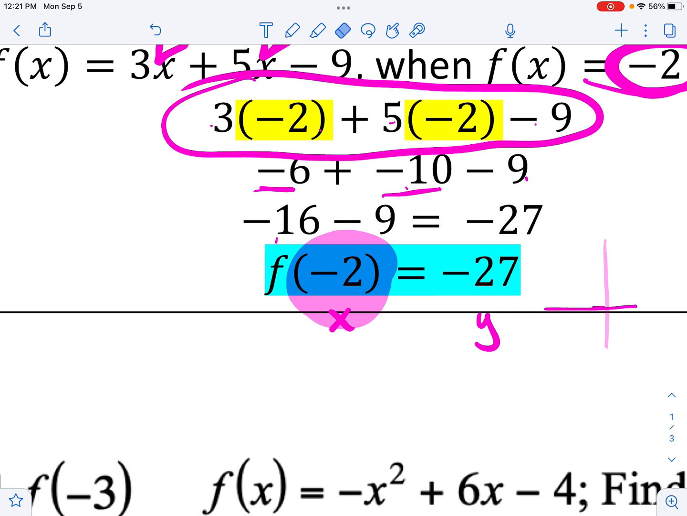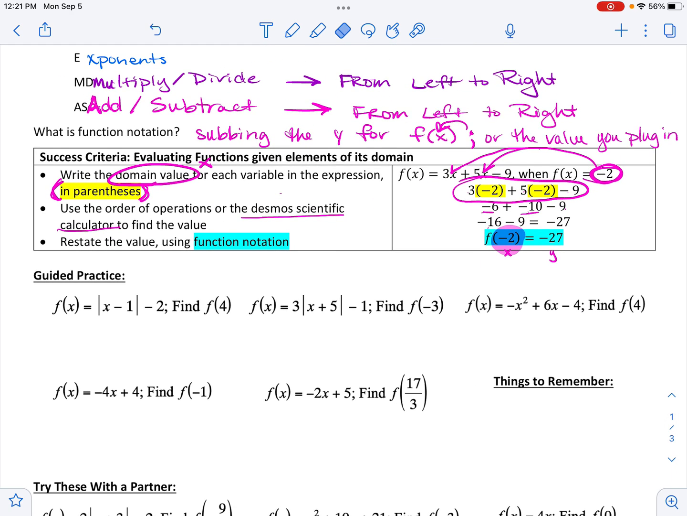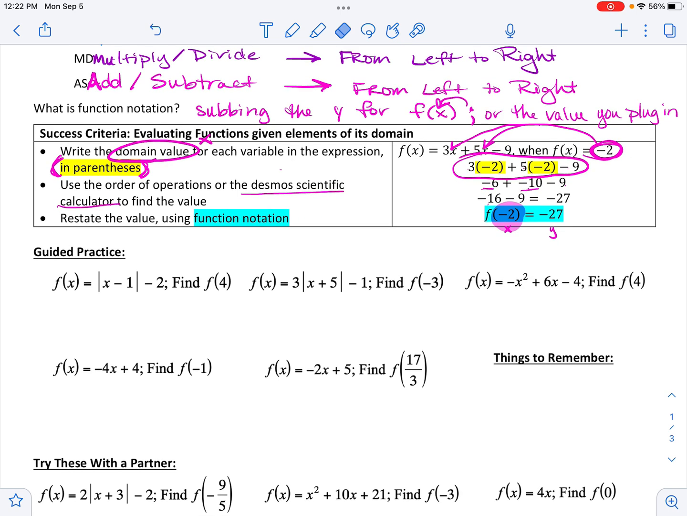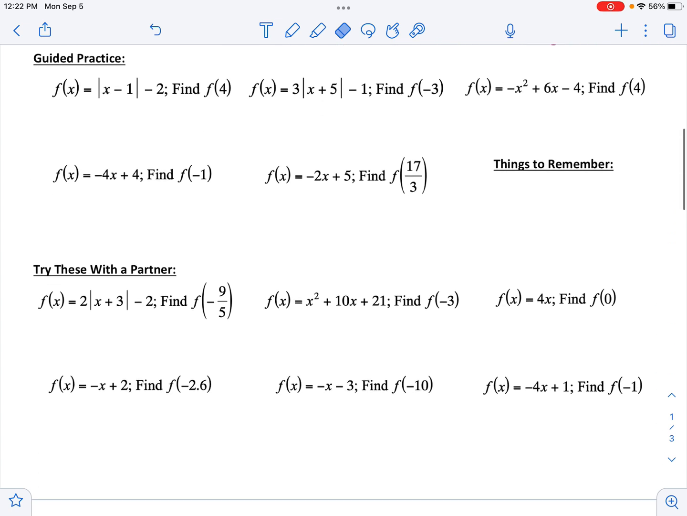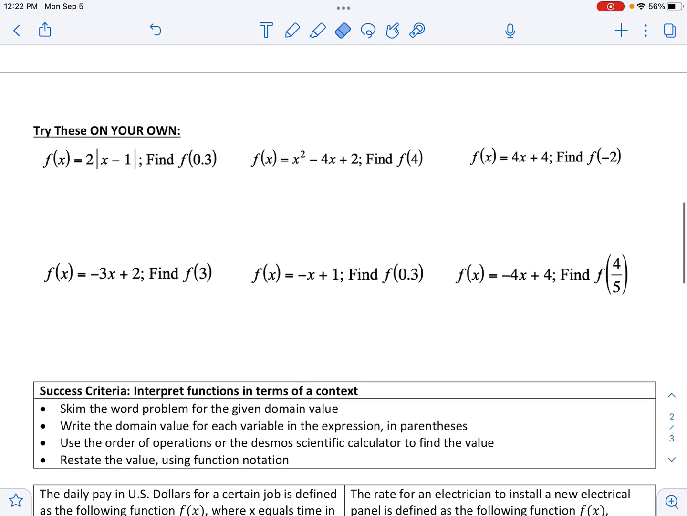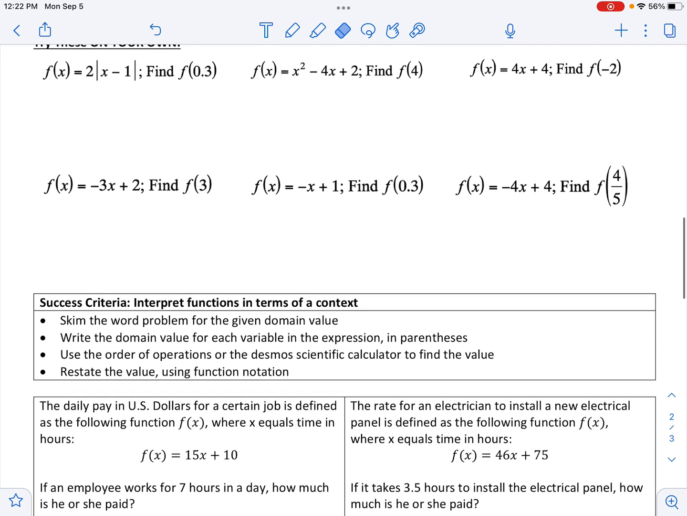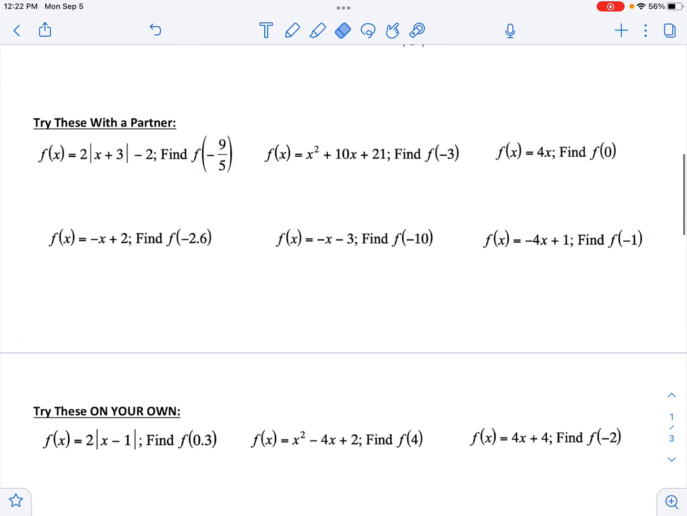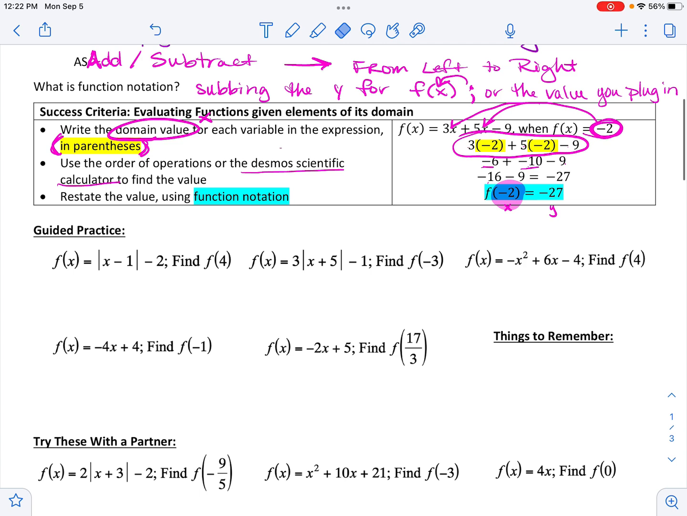Okay? We are going to do the guided practice together, and then maybe come up with some things to remember as we're doing this. You are then going to try these with a partner. Then you're going to do those on your own. I am going to go over the word problems for you, at least the first 4. So, let's go over the guided practice.